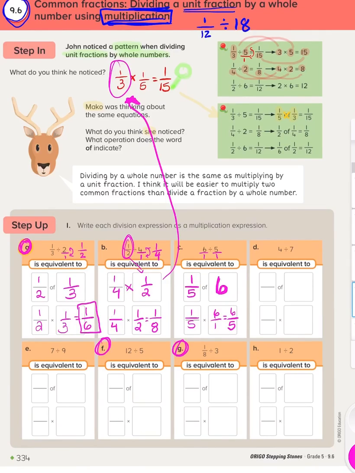Okay, so again, first number stays the same, so 12 wholes. First, I'm going to put ones underneath all of my whole numbers because I know any whole number, I can put an invisible over 1 under it, right? So 12 wholes, my first number stays the same, so it's going to stay as 12 or 12/1. My second number gets flipped upside down, so instead of 5/1, it's going to be 1/5. So it would be 1/5 times 12/1, which is 1 times 12 is 12. 5 times 1 is 5.